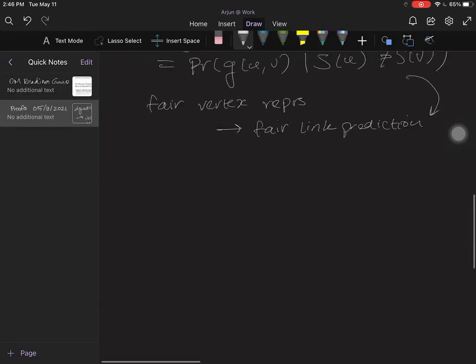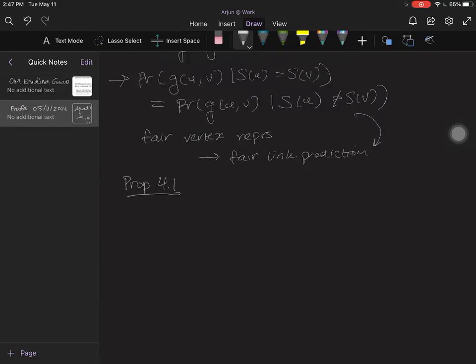Okay, so this is proposition 4.1. And it says that given our link prediction function, let's take a very specific case of our link prediction function, which looks something like this. It's going to be V transpose times sigma times U. So V and U are the vertex representations, and sigma is going to be a positive definite matrix.